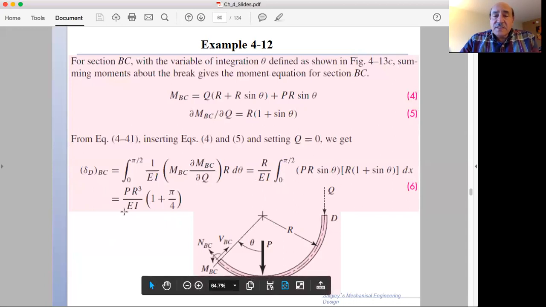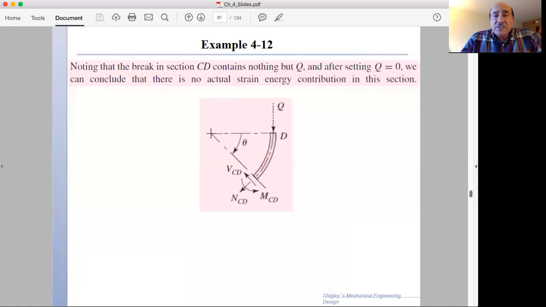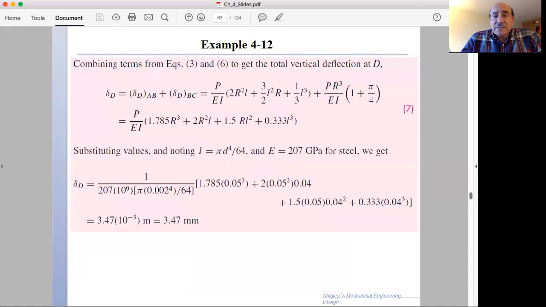If you get sine squared theta, you get pi over 4, and so on. So that part needs to be tightened up in terms of the integrations, so we can get the final results.